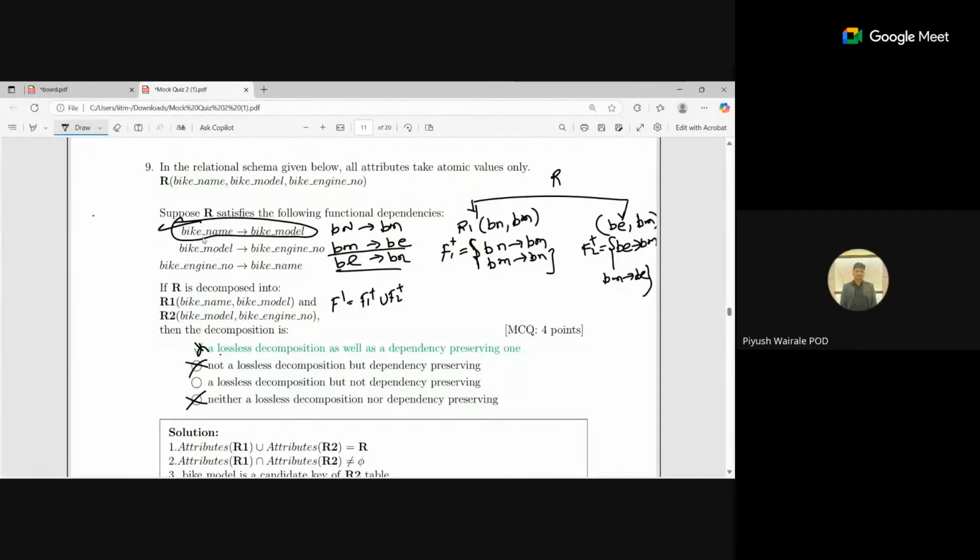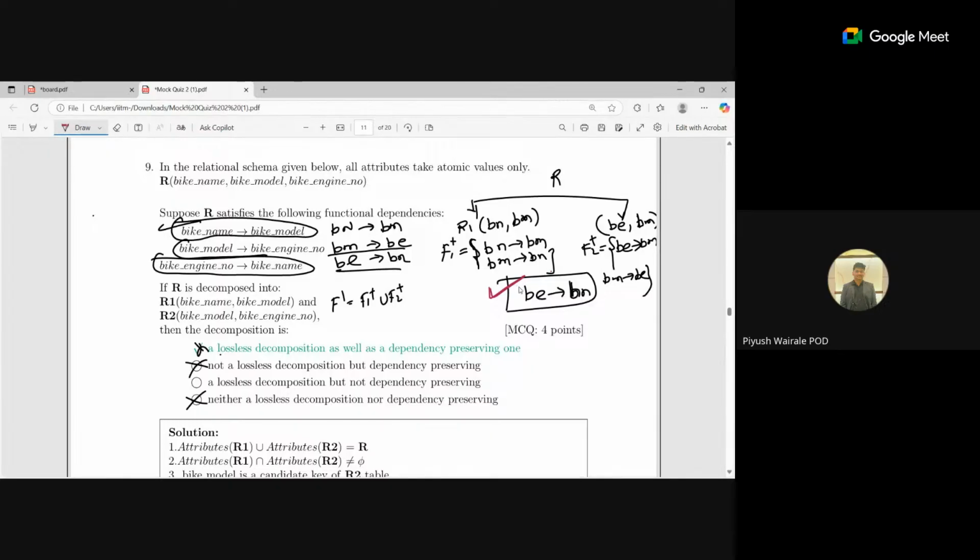Is this getting preserved? Bike model, bike engine number, BMBE. What about bike engine number, bike name, BEBN? No, where we don't have BEBM. BEBN, where is it in F1, F2? So from transitivity we can go from BE to BM, BM to BN.